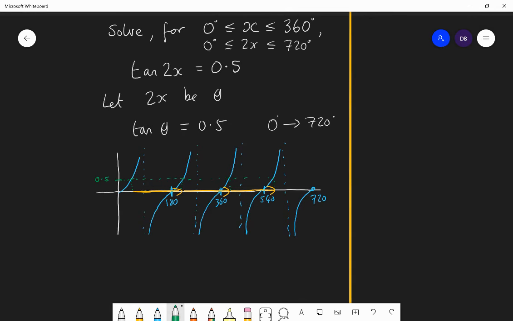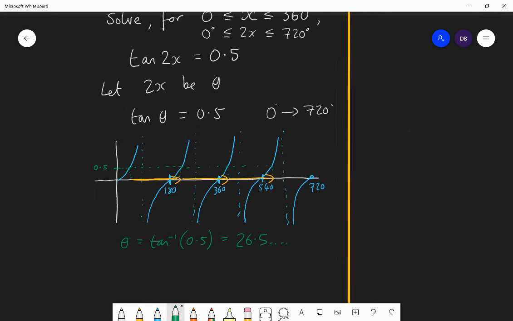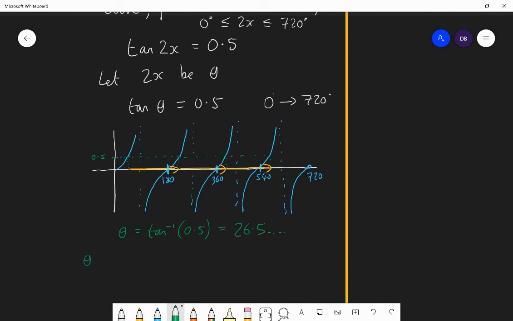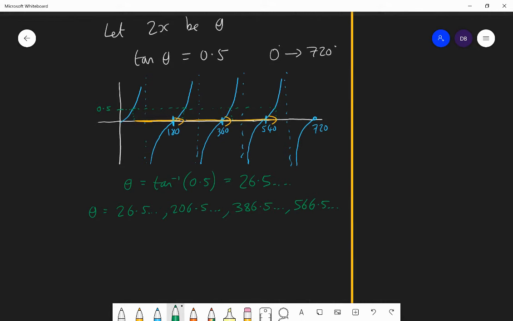The first one will be found from your calculator. If tan theta is 0.5, then theta is the inverse of tan of 0.5, which gives you 26.5 something, rounds to 26.6, but I'm not going to round until the end. So therefore, theta is 26.5 dot dot dot. The next one, 206.5 dot dot dot. The next one, 386.5 dot dot dot. And the next one, 566.5 dot dot dot. At this point, you can say, right, I found all my values of theta.